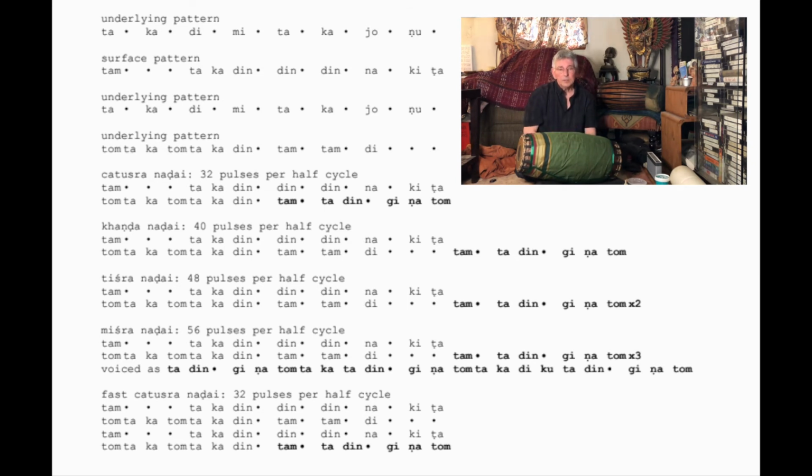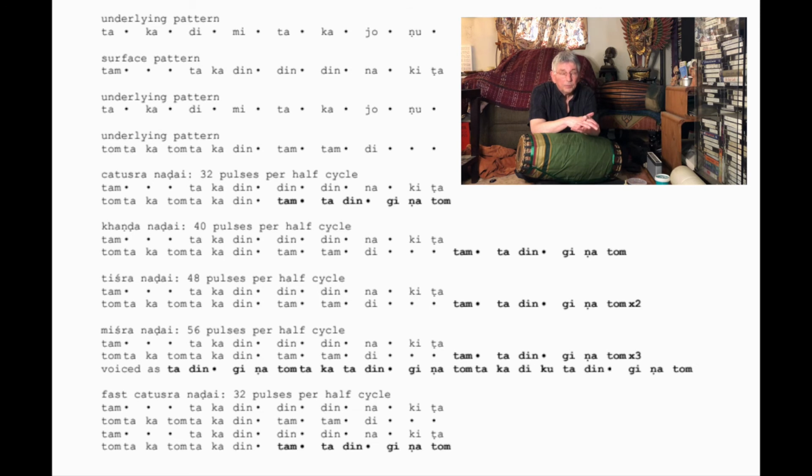And when he went to tisram, the next one, he added it twice. And now I voiced that as tam ta din gir na tum ta ka ta din gir na tum. Tam. Taka din din din na kita tum taka tum taka din tam tam di tam kita taka din din din na kita tum taka tum taka din tam tam di tam ta ding na tum taka ta ding na tum tam.